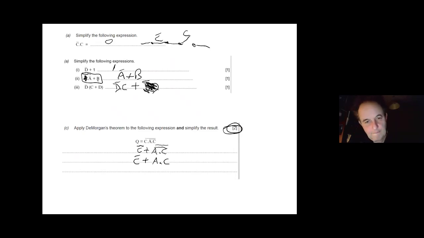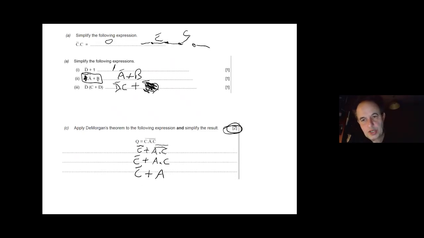Now, I could leave it like that. That'll probably get you one mark. Now, in this case, what you should be able to see is that special case again. Okay, there's the NOT C and there's the C. So one is the opposite of the other one. So what's going to happen is that that C next door to the A is going to be cancelled.